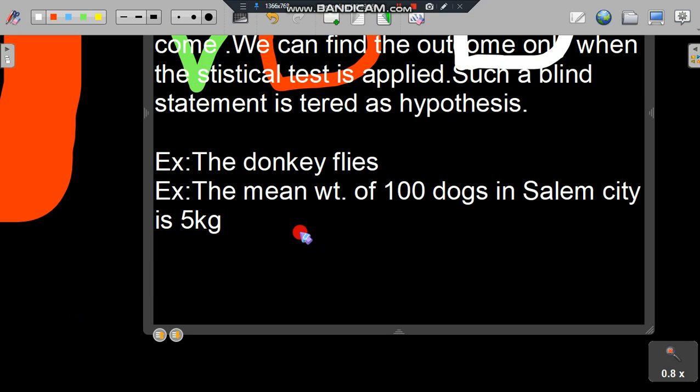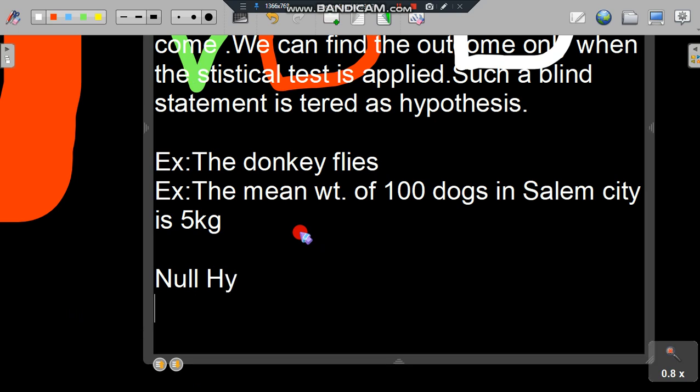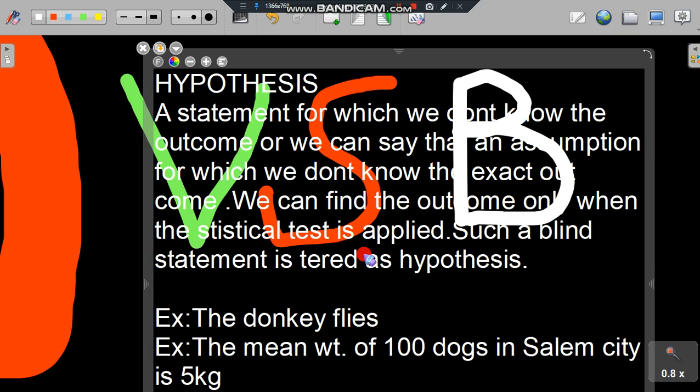Okay, so let us recap what we have studied today. Hypothesis means a statement for which we don't know the outcome, or shortly, a blind statement for which we don't know the outcome unless a statistical test is applied. Such a blind statement is called a hypothesis.